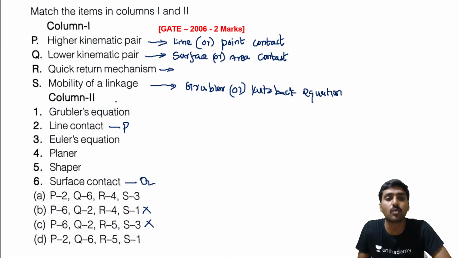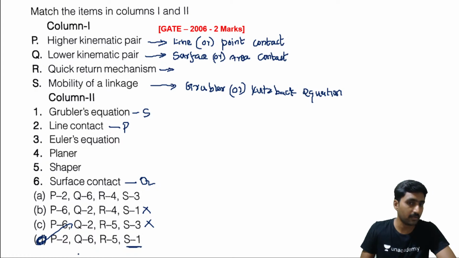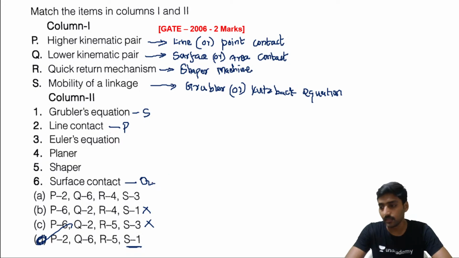Now next one, mobility of a linkage, it's a Grubler criteria. S is matched with 1. S is matched with 1 in option D. So without correlating the rest, it is quick return mechanism, we can conclude. Here quick return mechanism, it's a shaper machine, always shaper machine. So yes, option D is the right one. Is it okay now?